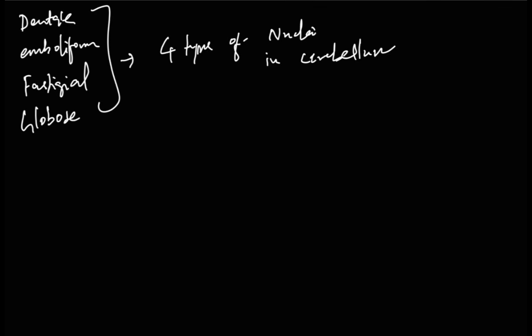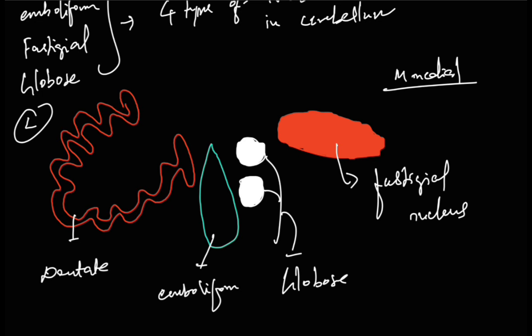So let me draw the diagram. This is the diagrammatic representation of the cerebellum. The most lateral is the dentate, followed by the emboliform, and the fastigial nucleus will be the most medial.